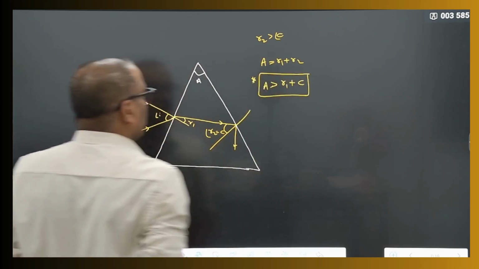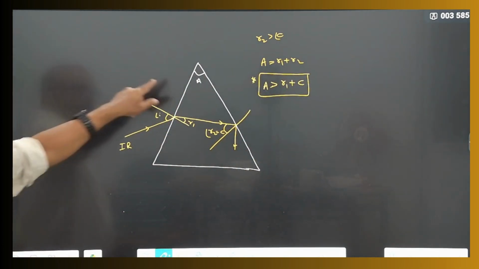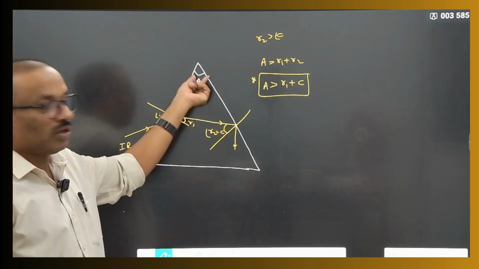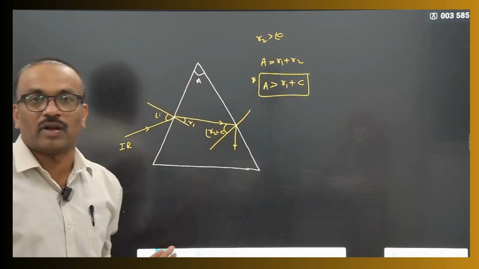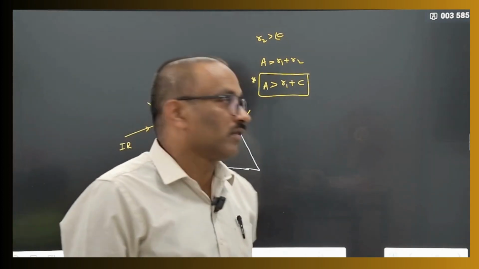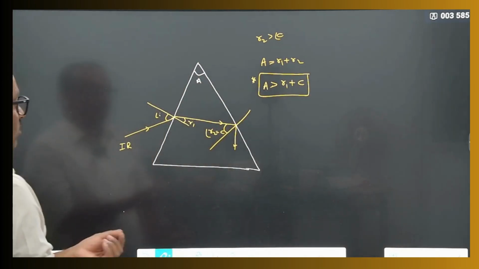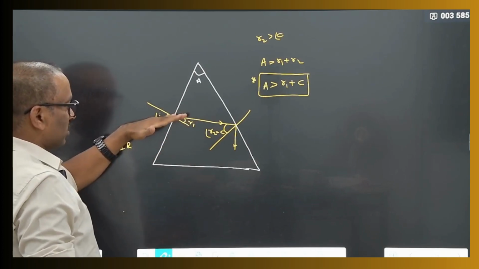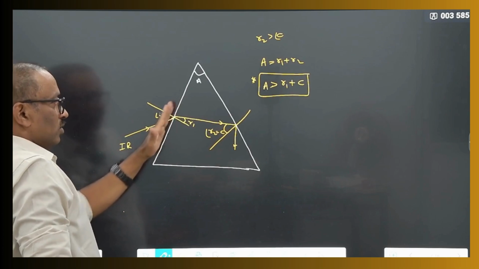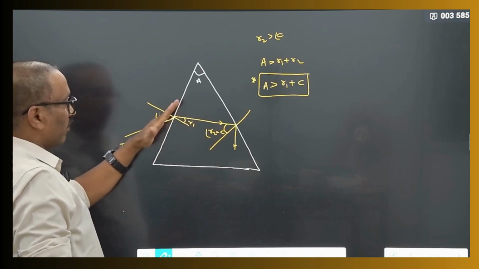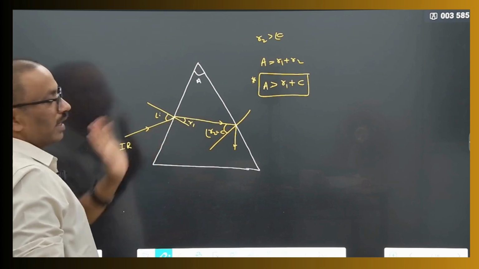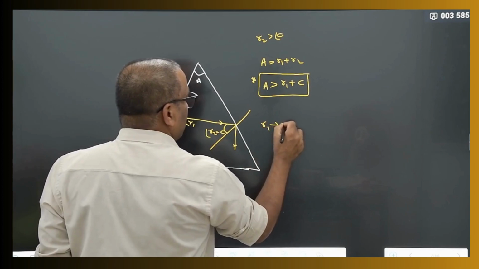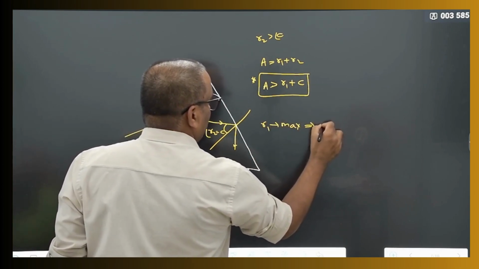Clear? So if the angle of prism is R1 plus C, and if it is greater than this one, then it will undergo total internal reflection here. Clear? Suppose, what will be the maximum R1 it can get? Maximum R1 means, if it goes on increasing, then when the angle of incidence is 90 degrees, at that time it will be maximum. So the R value is maximum, and that is nothing but the critical angle.